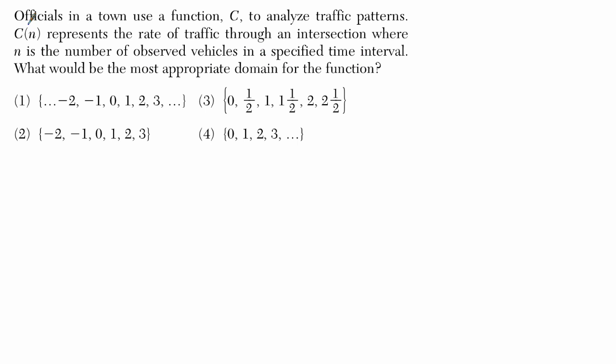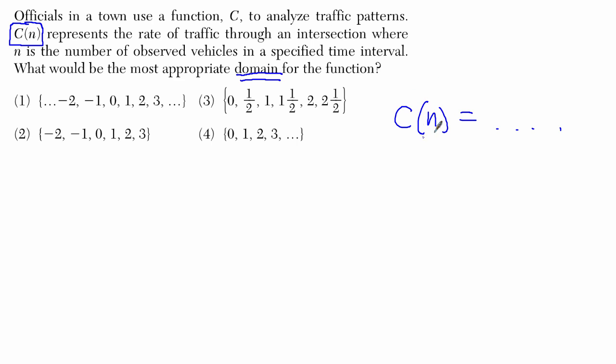Okay, so we're talking about this function that we call C, and it's taking the input n and producing some output. So we could say C of n is equal to whatever. We don't know what this is over here, but we don't care about that. What we care about is the function itself. And the question here is about what is the most appropriate domain. So domain is simply the values of n that can work for this function.